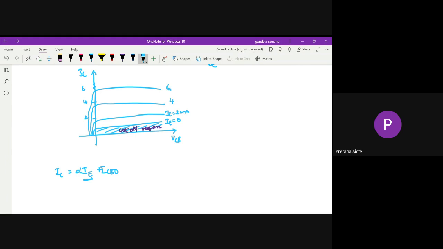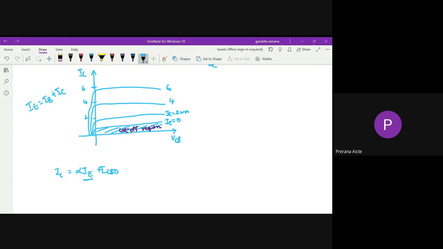You have to observe that IC is 6, and some slight variation is there because, as we know very well, IE is equal to IB plus IC. So IE is equal to IB plus IC. That's why the characteristics will come like this.